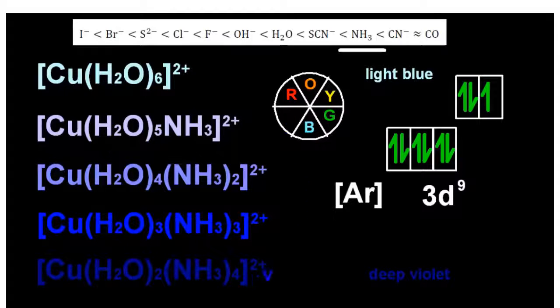And so it's deep violet, right down at the bottom one, is the colour. So what was absorbed to make it look deep violet, well, that has to be yellow. It has to be a higher energy light than orange, because it's a bigger split. Yellow is higher energy than orange.